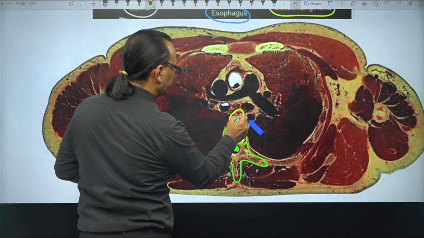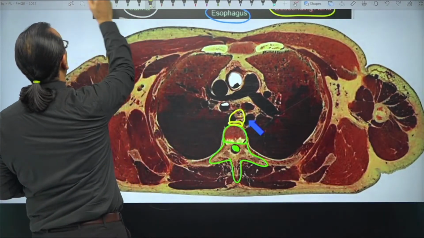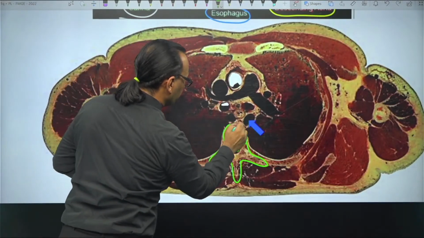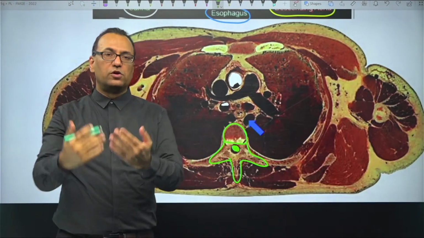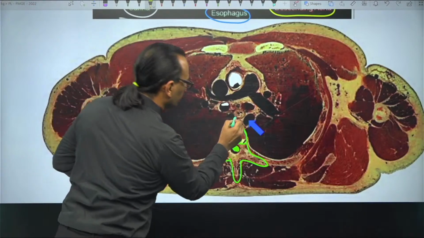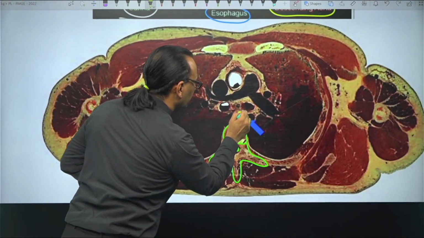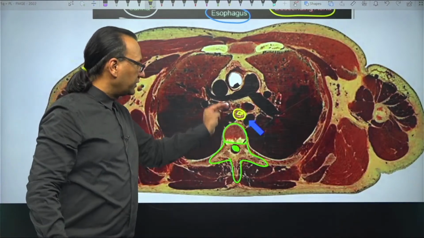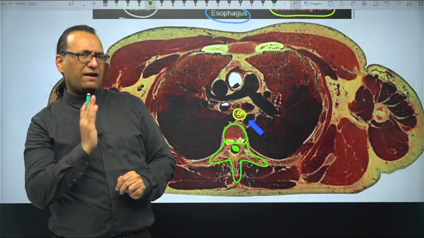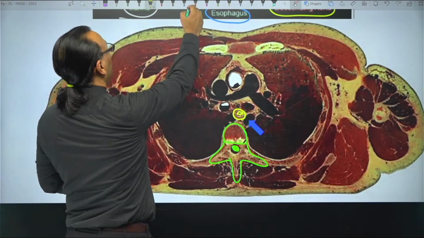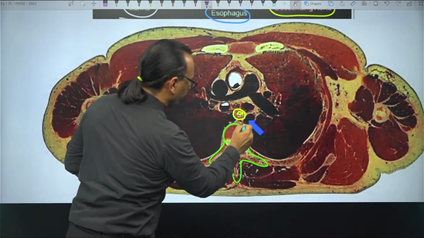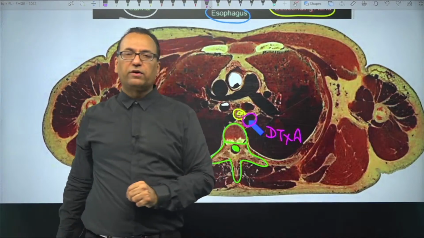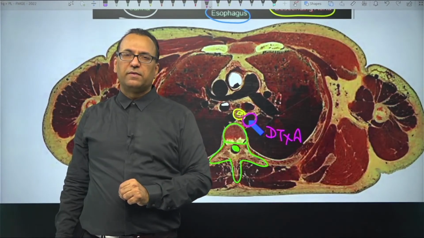This is the esophagus. Let me rub it off and draw it again. This is the body of the vertebra, just lying anterior to the body of vertebra will be esophagus. If you see, this is the lumen, that is the esophagus. If that is the esophagus lying in front of the body of the vertebra, what is to the left side of that? To the left side of that, as is evident, is descending thoracic aorta. If that is descending thoracic aorta, where is ascending aorta?